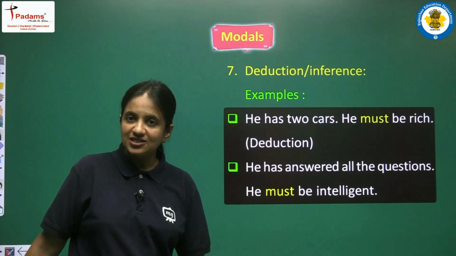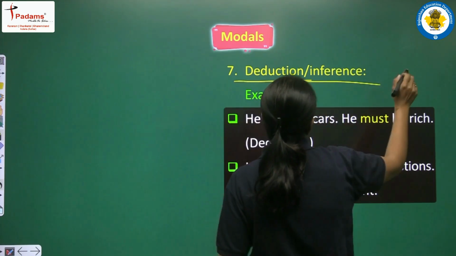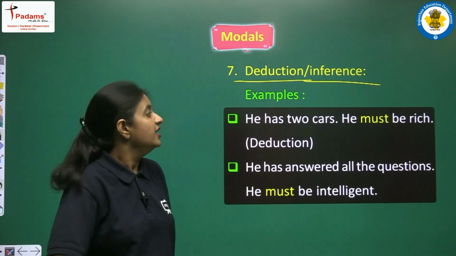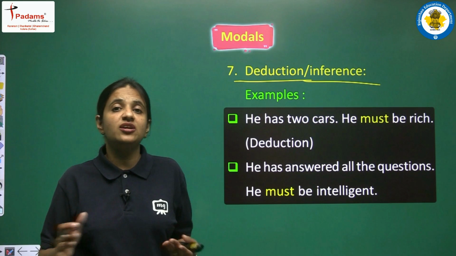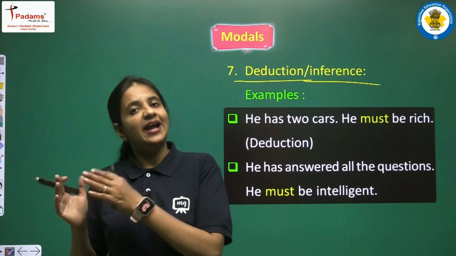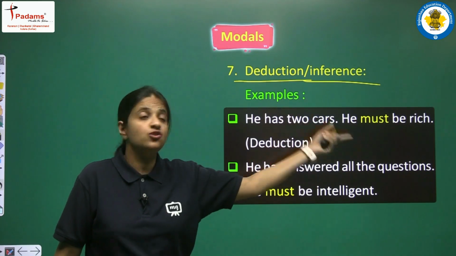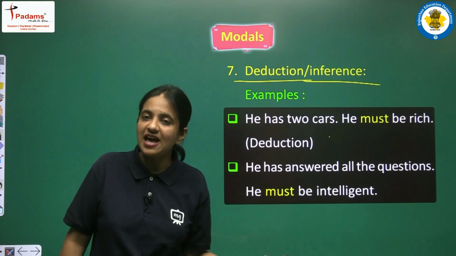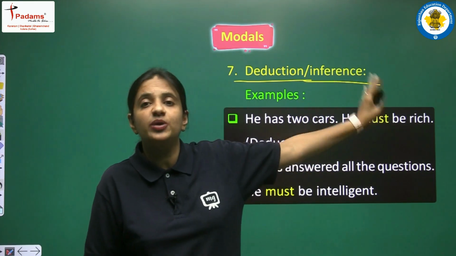So another use of must we are having here. It is used to show deduction, or we can say inference. So let's see the examples. The first one is, he has 2 cars. He must be rich. So here in this sentence we are trying to show deduction. Deduction means whenever we are trying to show some kind of conclusion. So first we said that he has 2 cars. Because of this, now we are drawing the conclusion that he must be a rich person, right?